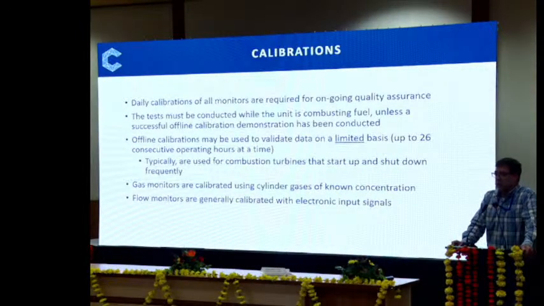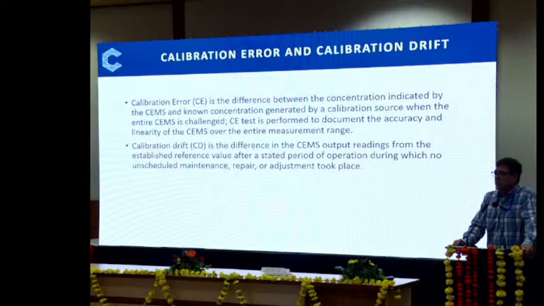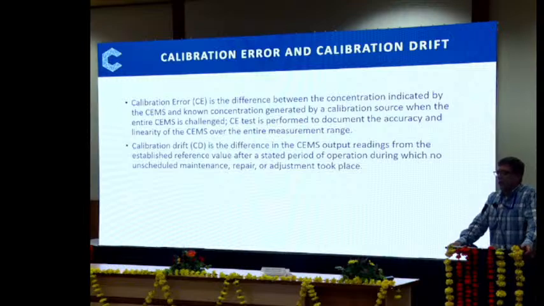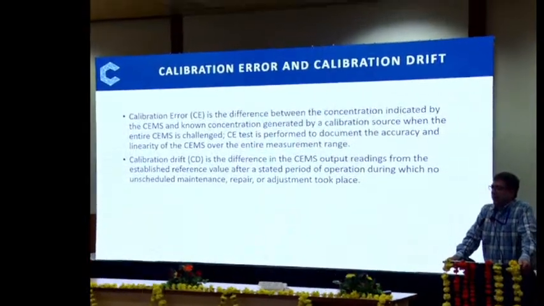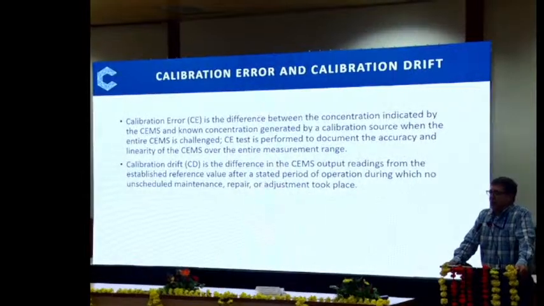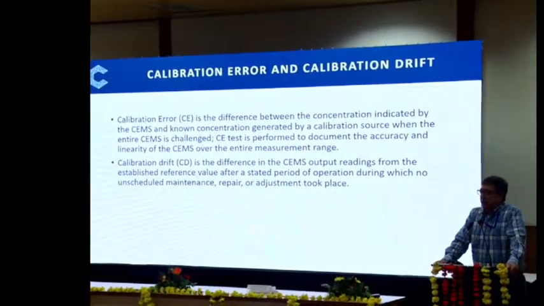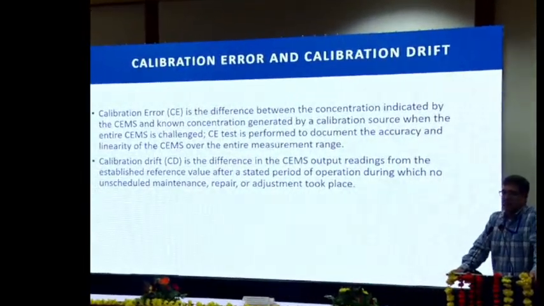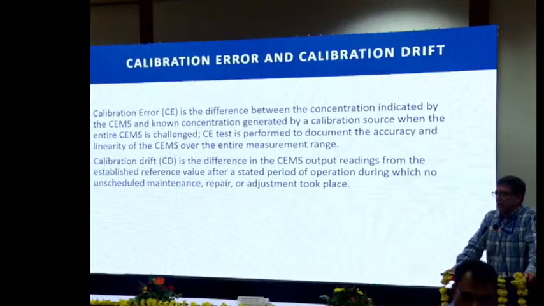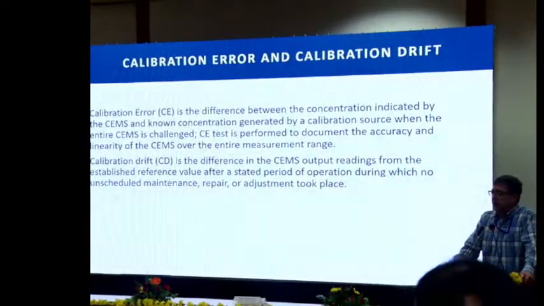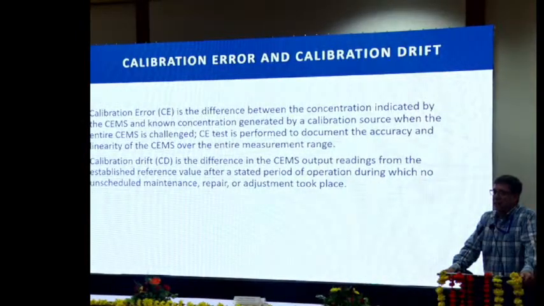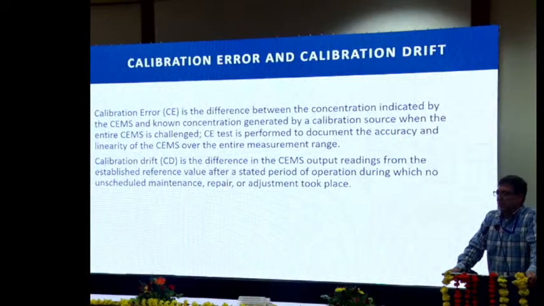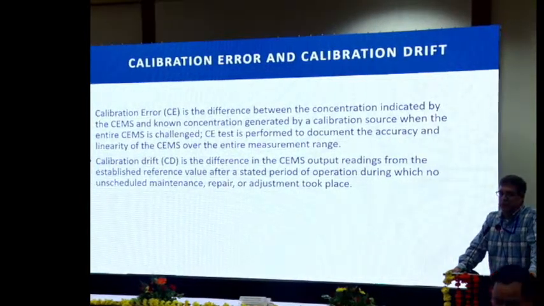CEMS are generally calibrated with an electronic input signal. Calibration error is the difference between the concentration indicated by the CEMS and the known concentration generated by a calibration source when the entire CEMS is challenged. The calibration error test is performed to document the accuracy and linearity of the CEMS over the entire measurement range.